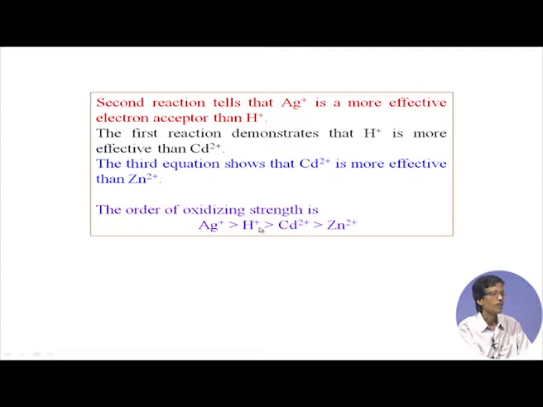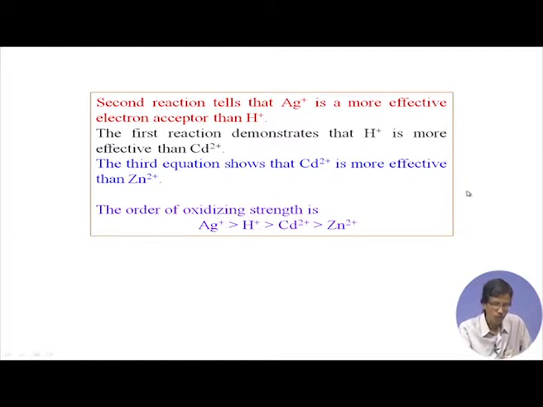So, cadmium will be responsible for oxidation compared to your zinc 2 plus. If we arrange all together, we get this particular order where silver plus is greater than H plus, greater than cadmium 2 plus, greater than zinc 2 plus. So, in a qualitative way, what we can understand is that the tendency for electron transfer, whether it is for oxidizing or reducing, we can arrange.